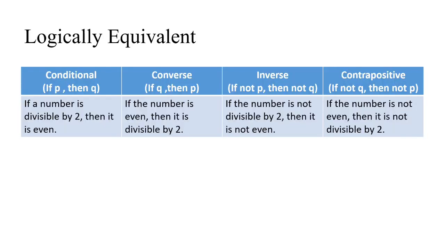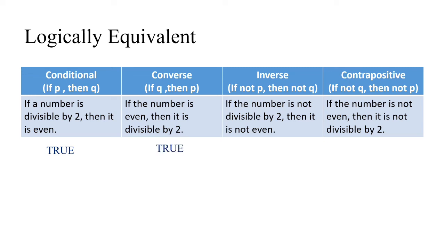We have another example of logically equivalent. So the conditional statement, if a number is divisible by 2, then it is even. Is it true or false? Of course, it is true. Next is the converse. If the number is even, then it is divisible by 2. Are all even numbers divisible by 2? Of course, the answer is true.